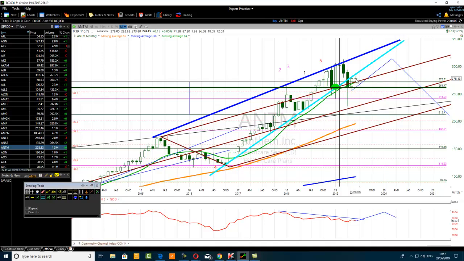What's this one? Is that a doji? It says it's a star. See, George, it's not a doji, it's a star. George.